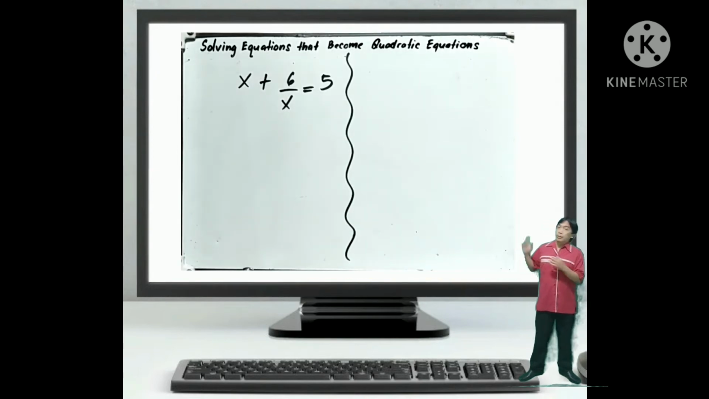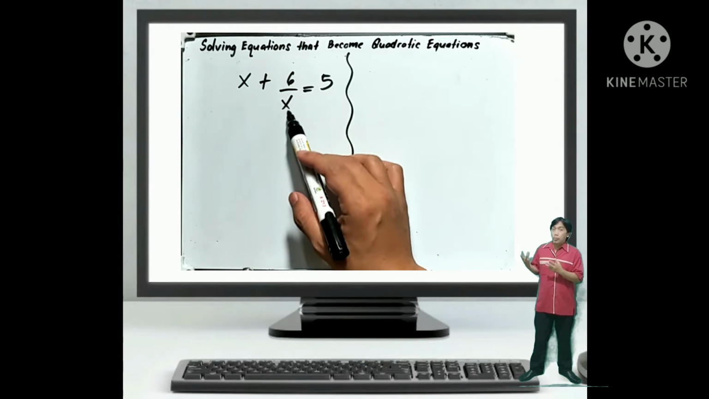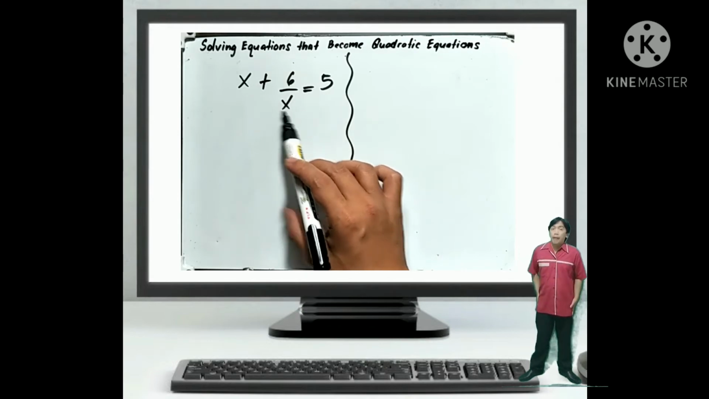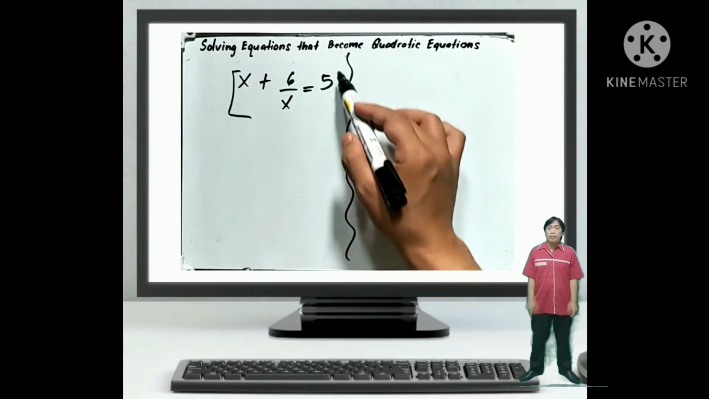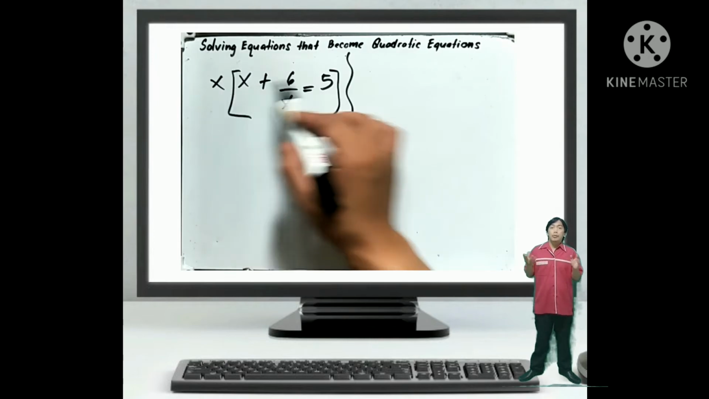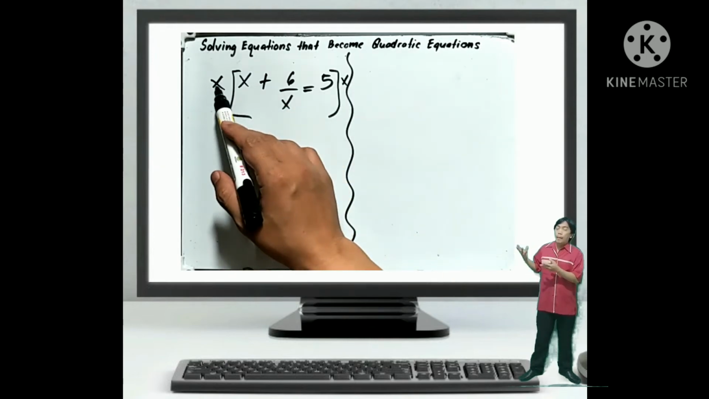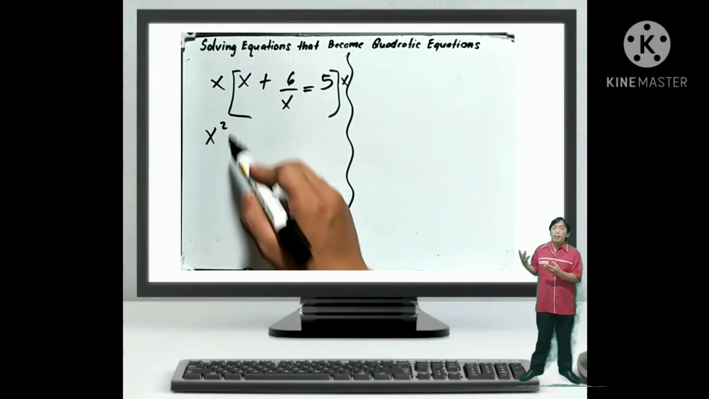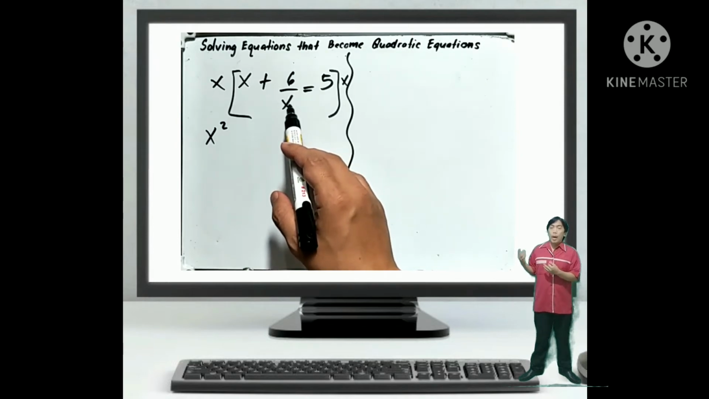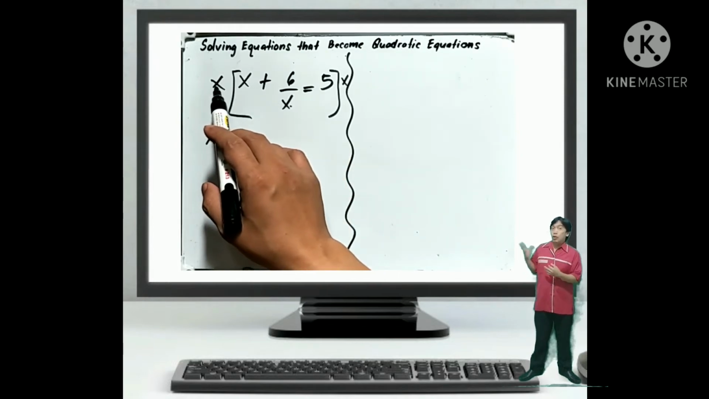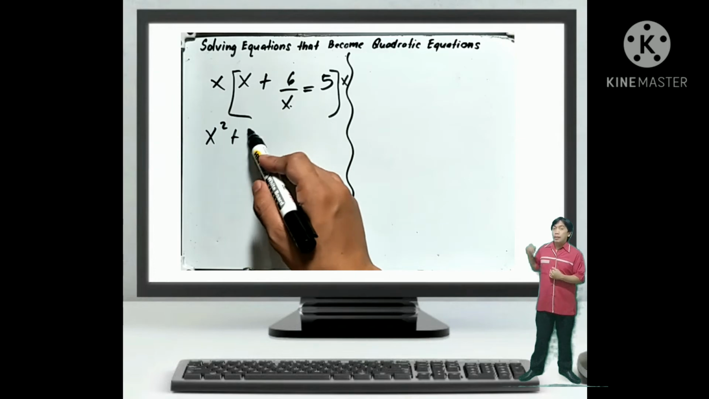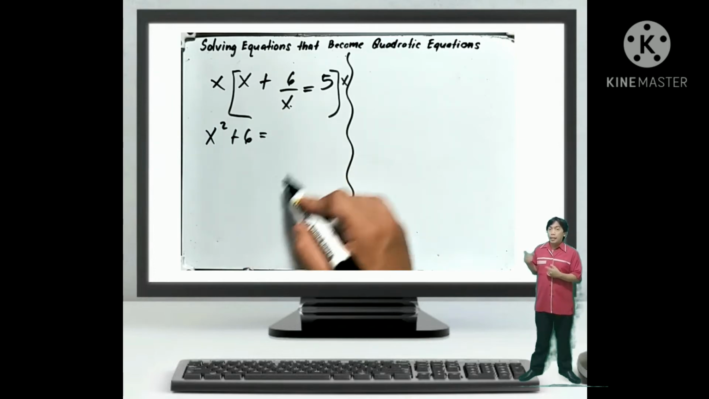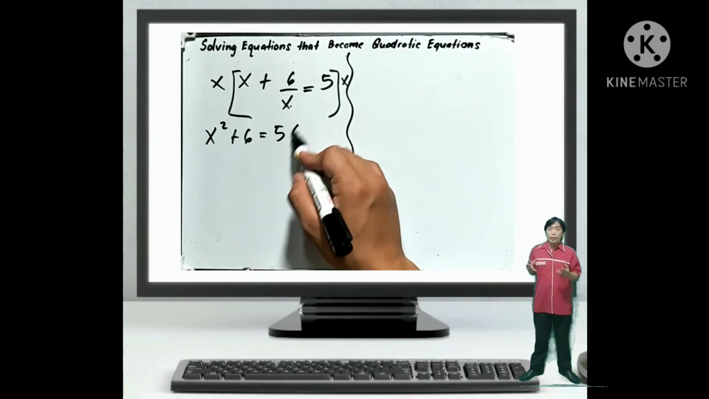Okay, one more example. So we have noticed that 6 has a denominator of x. Now, how to remove this? We will multiply both sides by x. Okay, so x times x, that is x squared. Since we have x here as the denominator, then we will multiply by x, so we can just cancel it out. So that is 6 is equal to 5 times x, that is 5x.